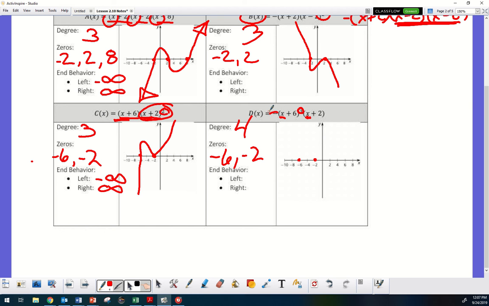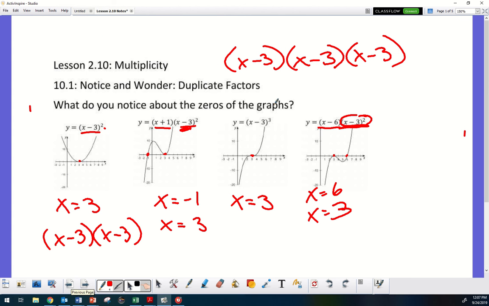Now, at -6. How many times does it cross at -6? 3. It's not a bounce. If it was squared, it would bounce. But I'm going to go back to the previous slide. This is what a 3 looks like. So it's going to go up to it, touch it right there, then go up like that.